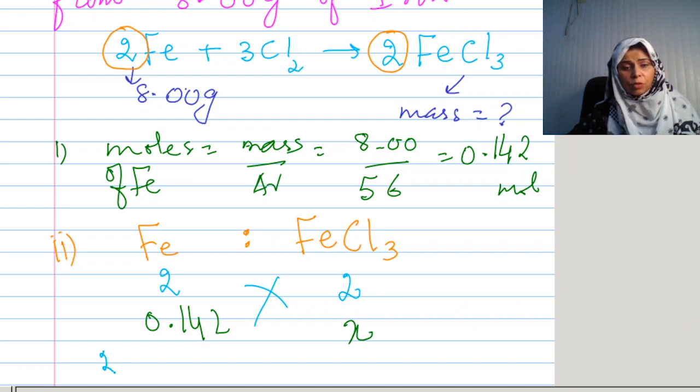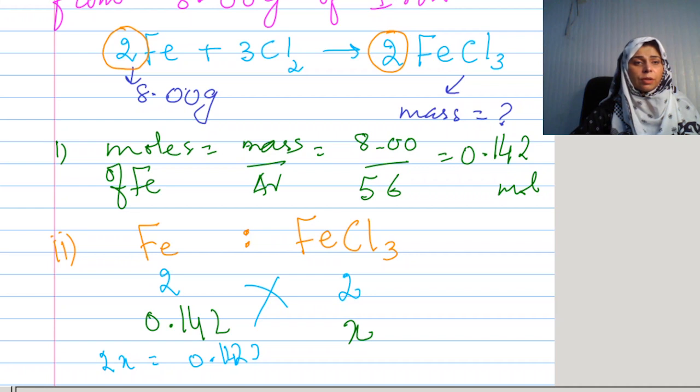The answer will be like this: 2x is equal to 0.142.